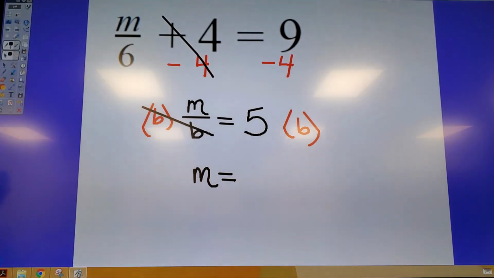All right, first step should have been subtracting 4. So 9 minus 4 is 5. And the second step should be multiplying by 6. 5 times 6 is 30. And you're finished.